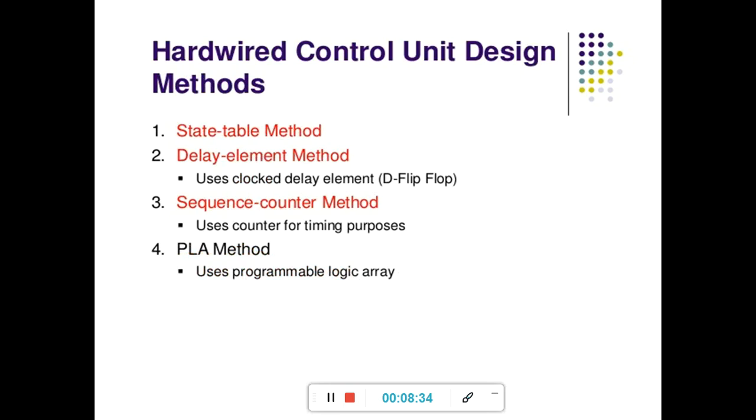And then hardwired control unit design methods. Here are the three types of methods which are going to be utilized for further process. What is the further process? They have mentioned: number 1, state table method; number 2, delay element method; number 3, sequence counter method. These are the three major categories which govern hardwired control unit design methods. Without these three we can't do hardwired control unit design. So number 1, state table method.